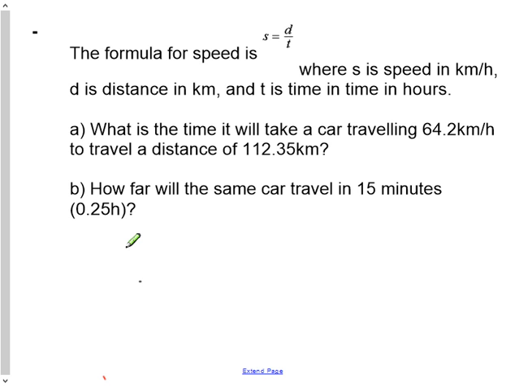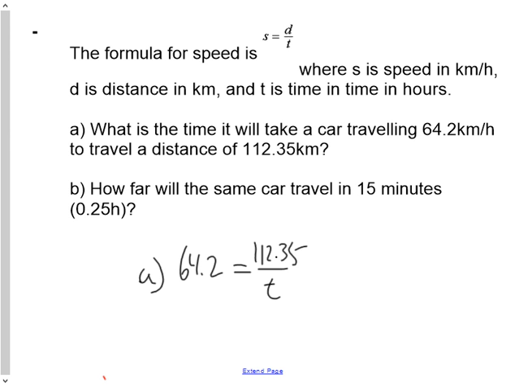First part of the question says, what is the time it will take a car traveling 64.2 kilometers per hour to travel a distance of 112.35 kilometers? So for all of these questions, when you have a formula, the first thing you should do, obviously, is write your formula. Okay? And once you have your formula written, you will substitute those variables that you know. The first one is the speed of the car, so right here we're going to put 64.2 as the speed. The distance is given as being 112.35, so we're going to put 112.35 here.